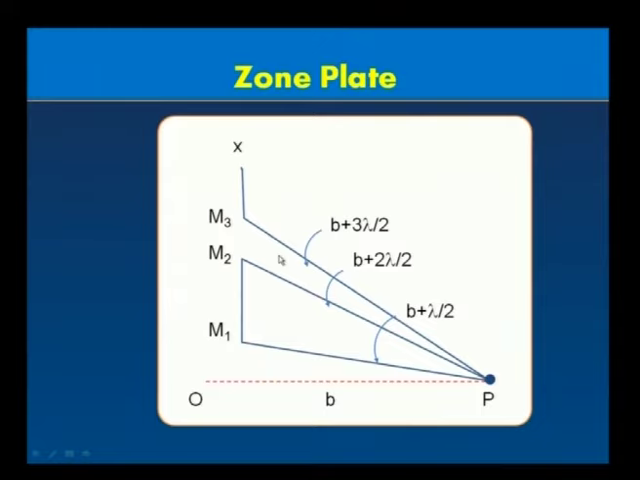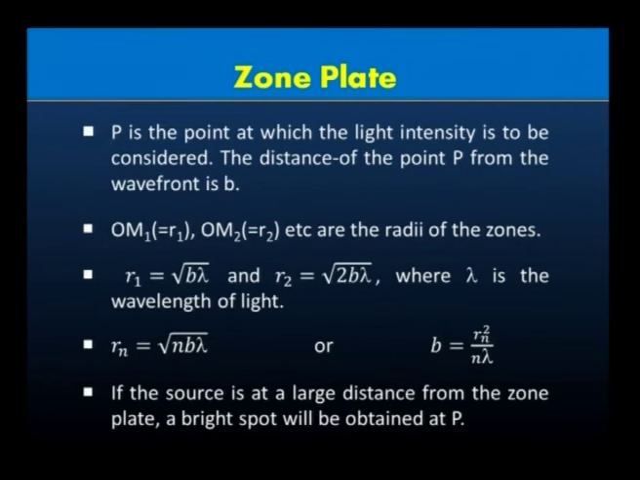The same way zone plate is constructed, having P as the point at which light intensity is to be considered. The distance of the point P from the wavefront is b. Then draw circles with radii b lambda times the square root of natural numbers. Then you get different half period zones.